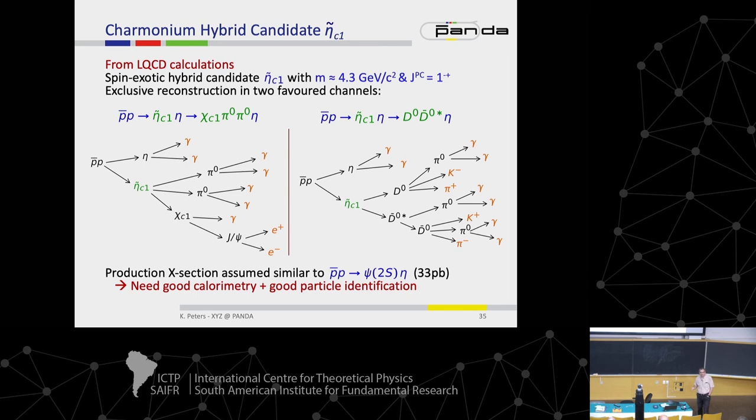But since this is above the D D-bar threshold, we also have to be prepared that this object also decays to open charm. So in principle, you also have to look into open charm pairs, and this is something which then complements the J/psi analysis. So I show you some simulation results on both.